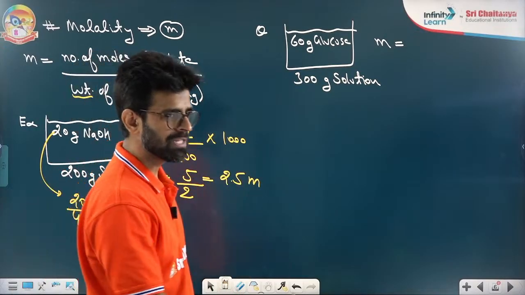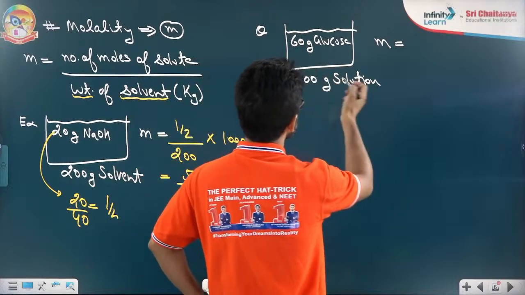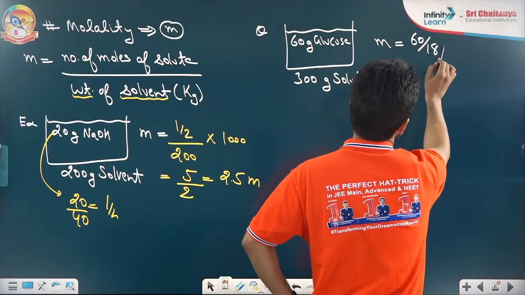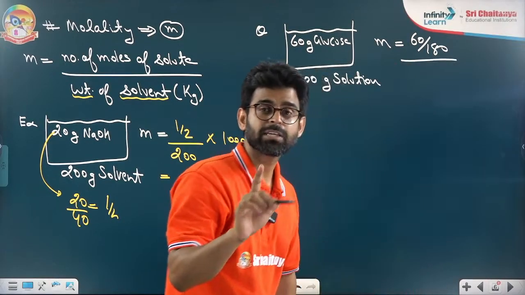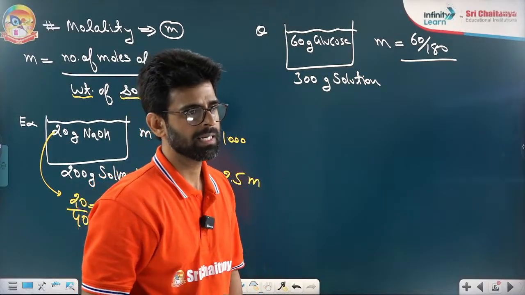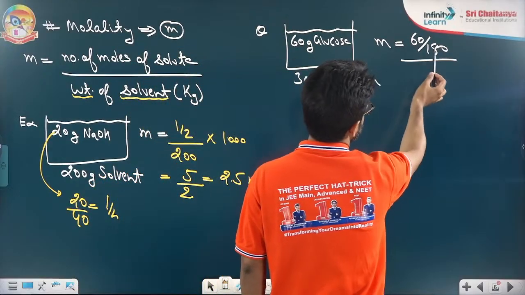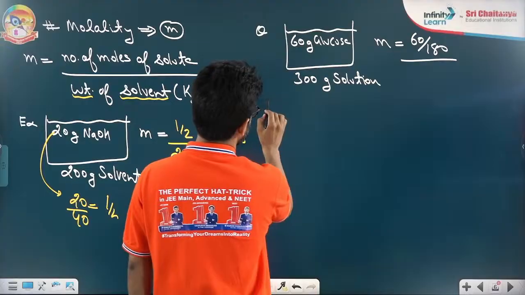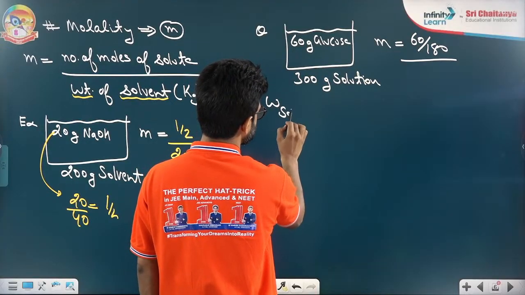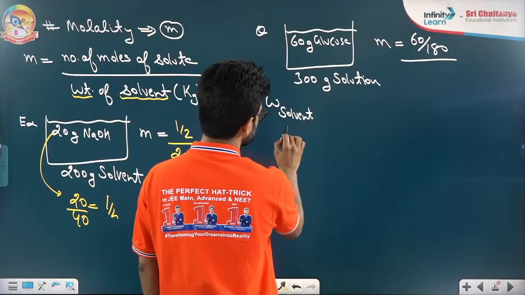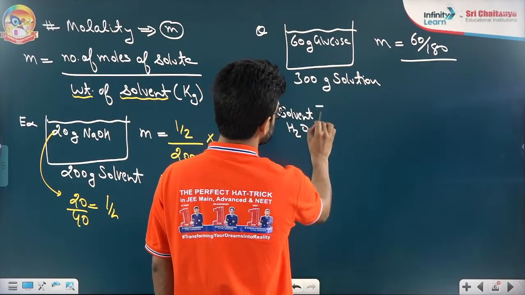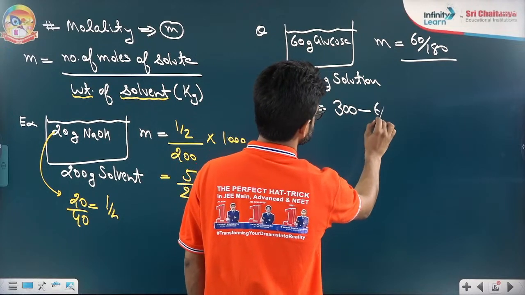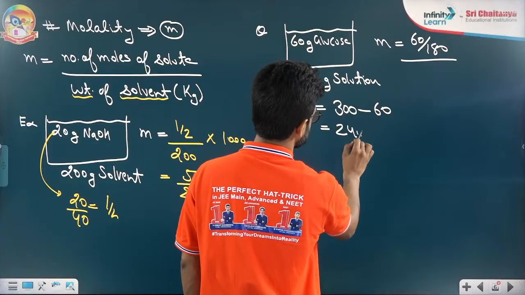Yes, beta. Carefully give the answer. First of all, be clear what we need. I need mole of solute. So 60 by 180. First of all, I have the weight of solute, so I'll find the mole of solute. Mole is 60 by 180, divided by weight of solvent, beta. I need weight of solvent. Be careful. Here the solvent is water. What is that? Weight of solution minus weight of solute. So I will get 240 gram.